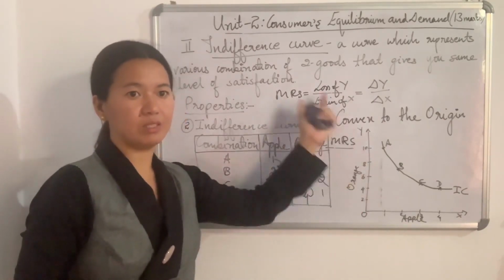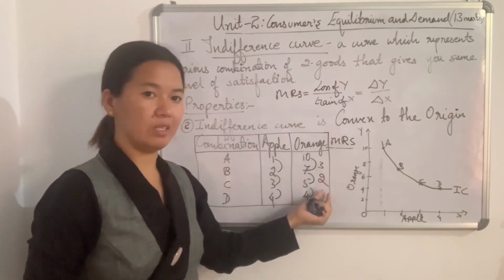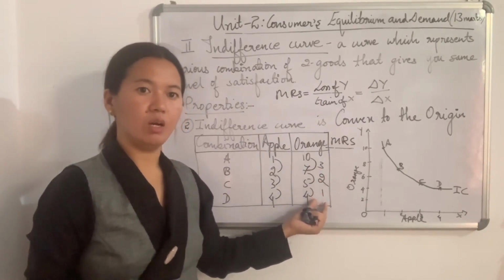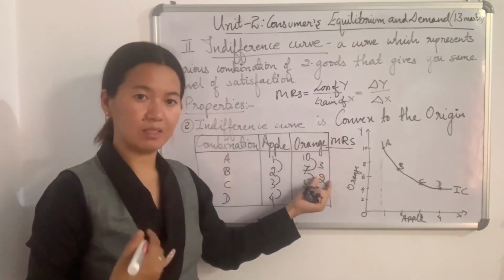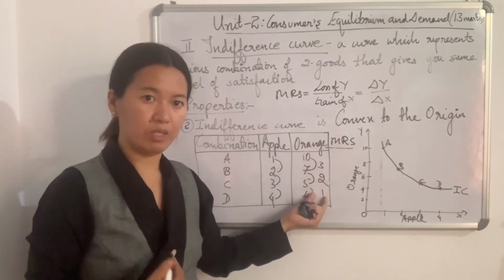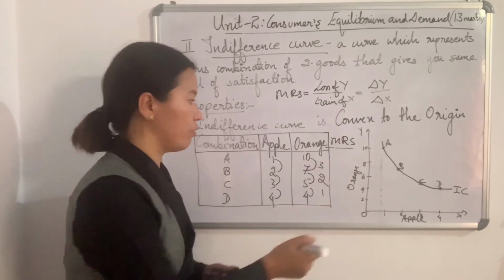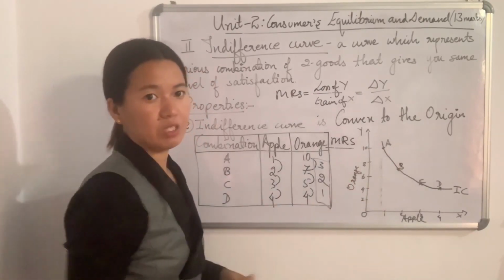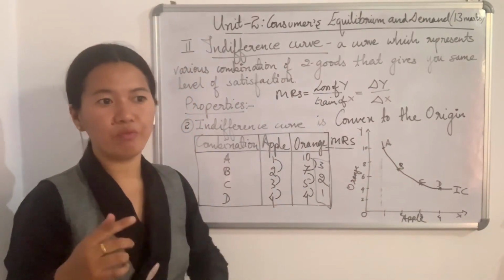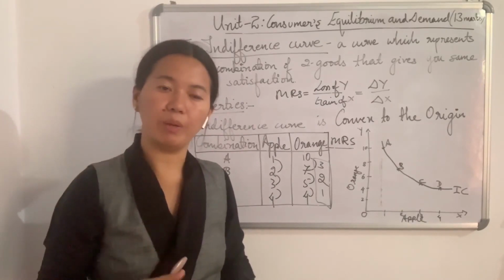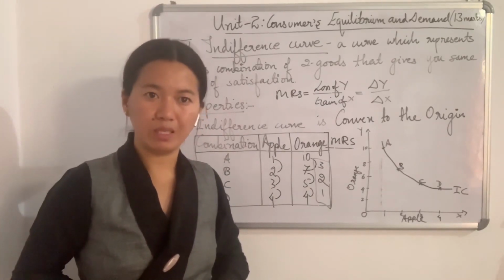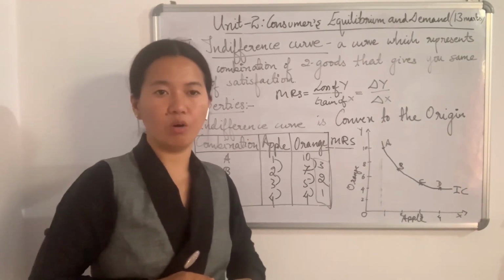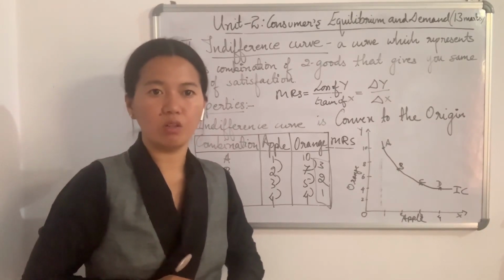In the case of indifference curve, this MRS tends to decline from 3 to 1. The rate at which our oranges are getting sacrificed is decreasing from 3 to 1. Because of this diminishing MRS from 3 to 1, I'm getting my indifference curve shape as convex. As you can remember, in the first session, our PPC curve was concave because of the increasing marginal rate of transformation or marginal opportunity cost.